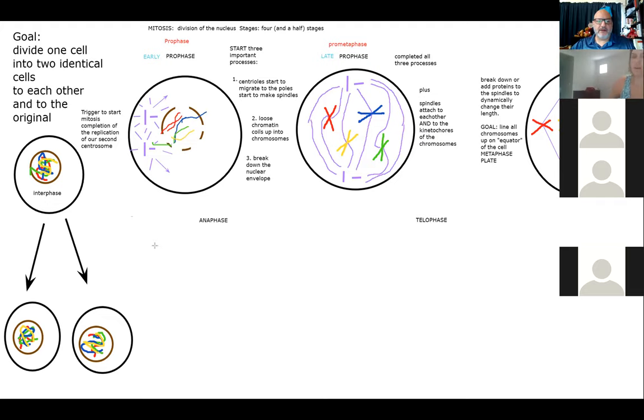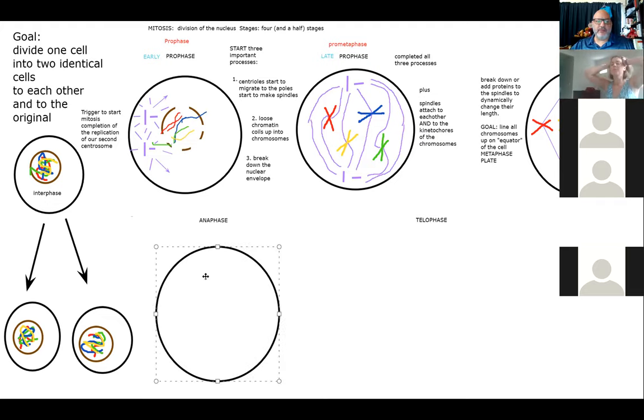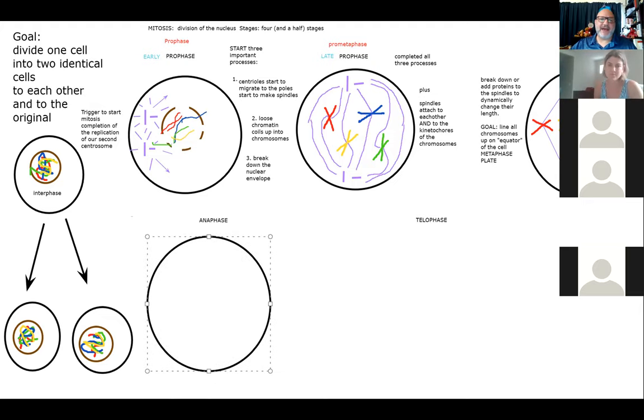All right, excellent. Now, once we have everything lined up on the metaphase plate, what is going to happen now is that the centromere, that one protein that is holding the sister chromatids together, is going to inactivate. So let me write this out first. Our centromere inactivates. And when it inactivates, now the sister chromatids are not held together anymore.